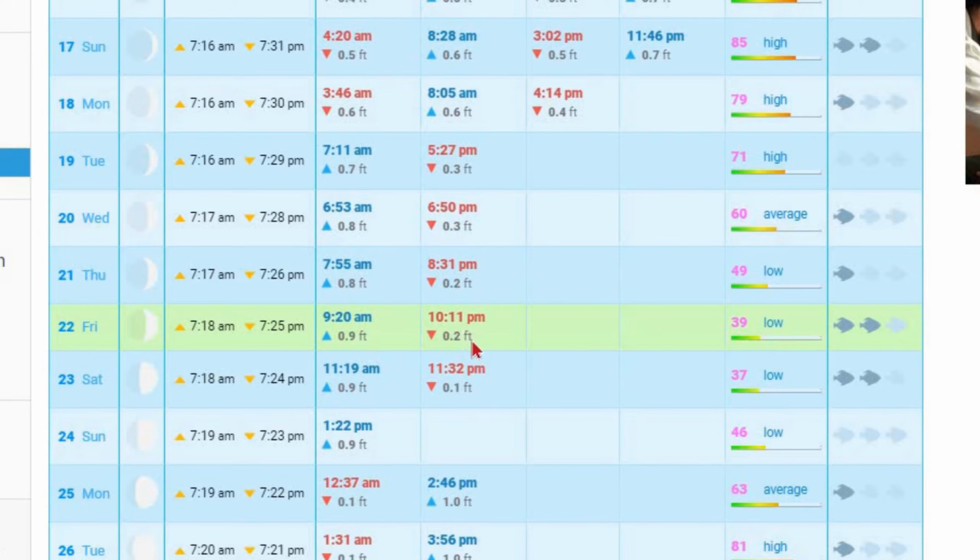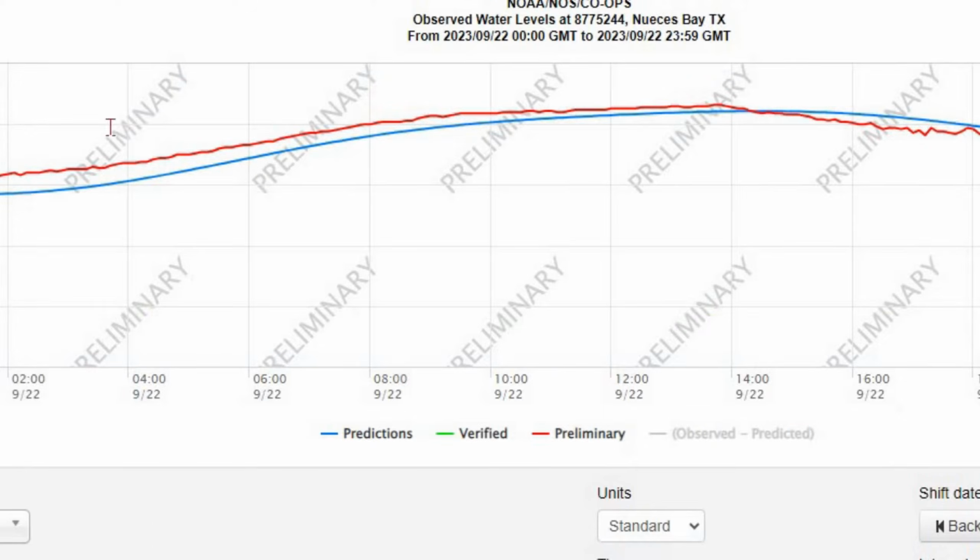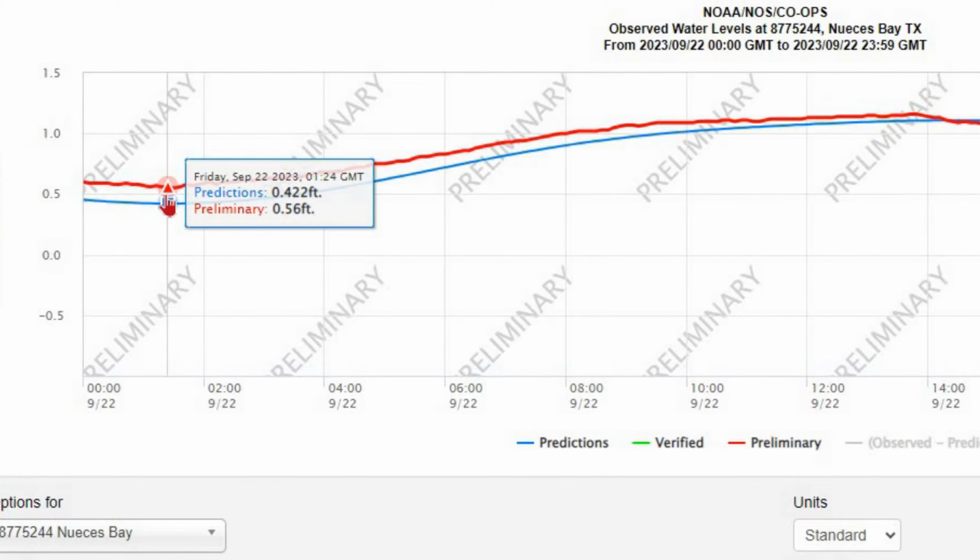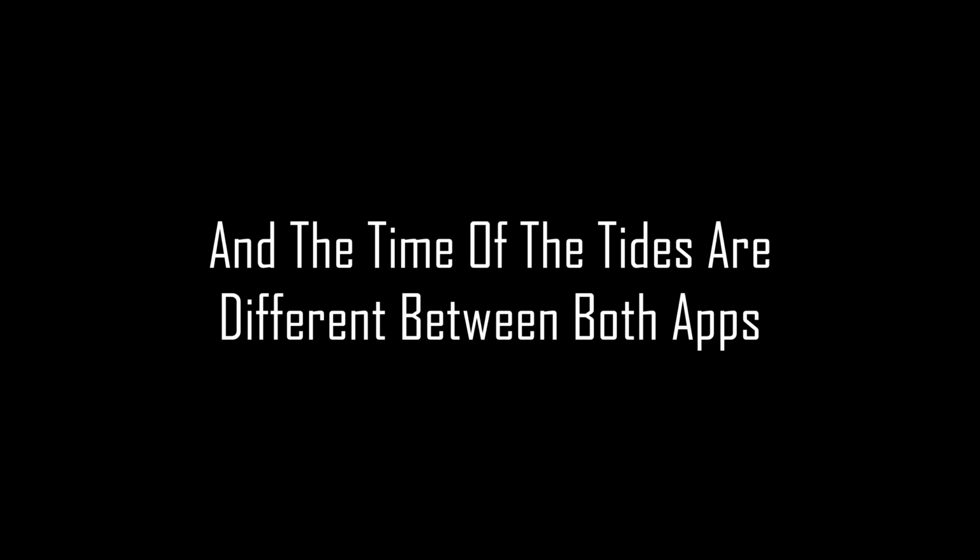It may not seem like a lot on today because it's really not a lot. But on a lot of other days, it can be sometimes 3 to 6 inches difference. And for the low, Tides for Fishing was reading 0.2. And the lowest was 0.56 on NOAA, on what actually happened. So that's a decent amount of difference when it comes to fishing real shallow like we do over here.